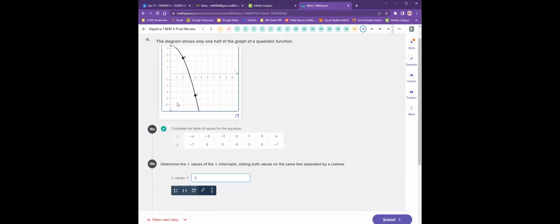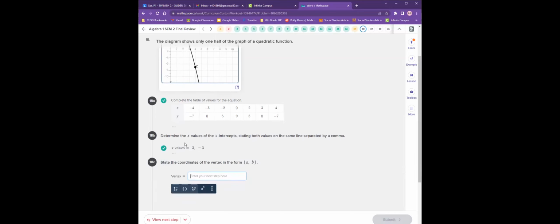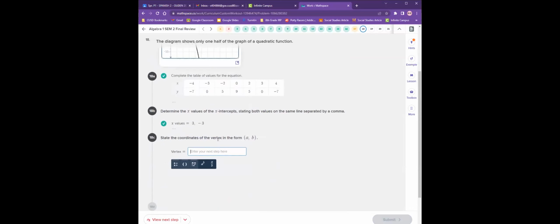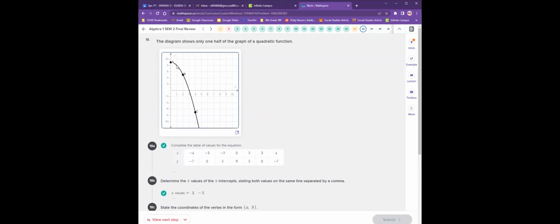Now some systems want you to put them in ascending order or ordered pairs. This one doesn't. But for the vertex, it wants an ordered pair. The vertex is (0, 9).